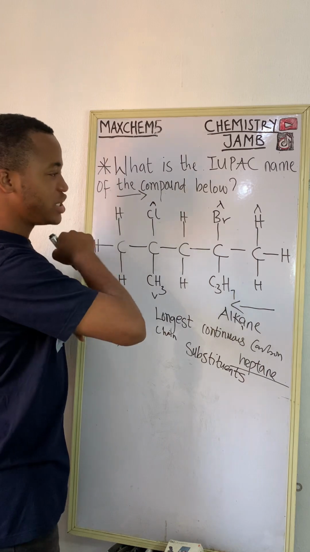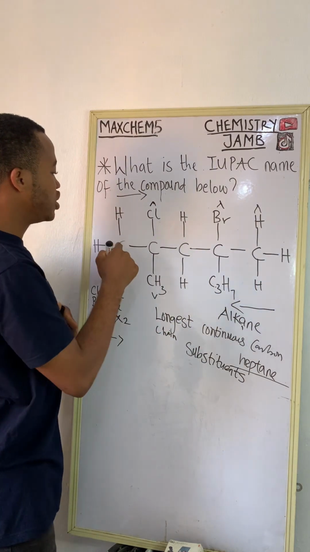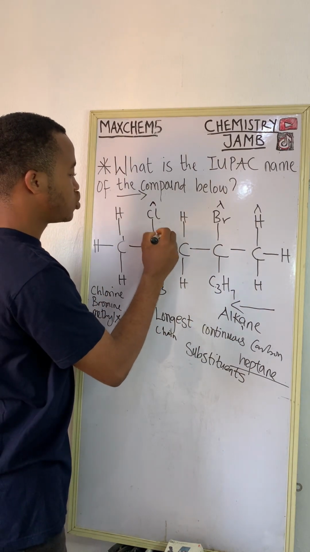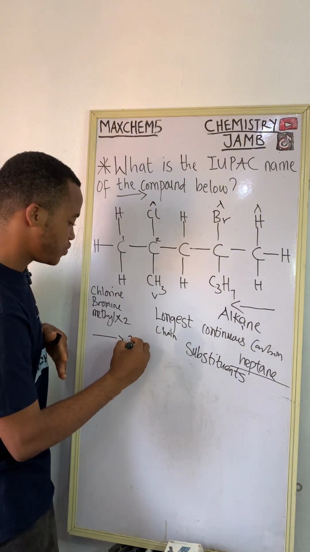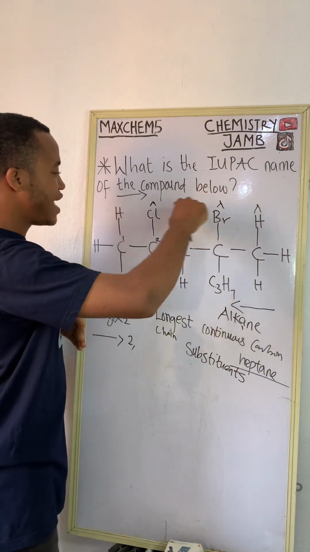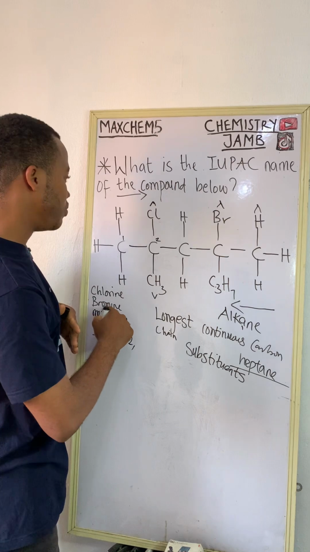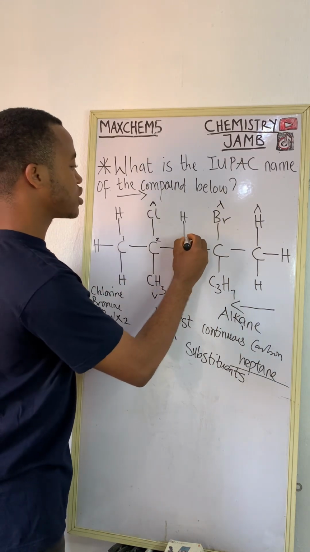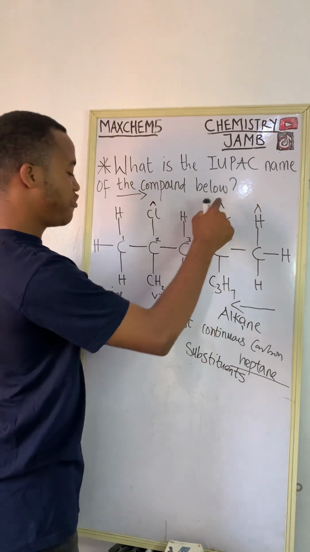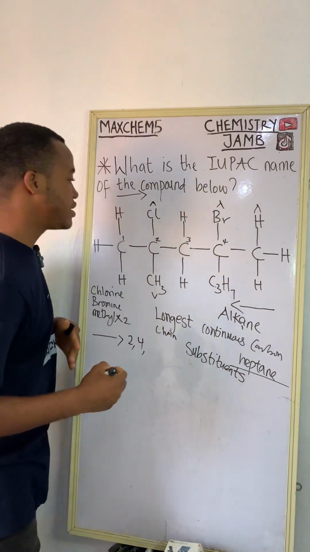Chlorine is on carbon what? If we are going in this direction, chlorine is going to be on carbon 2, right? So we write 2, comma. If we are going like this, what is another substituent? Bromine. Bromine is on carbon what? Carbon 4. So you write 4, right?